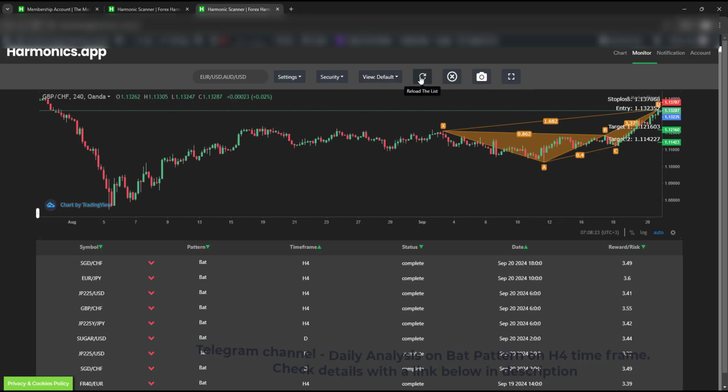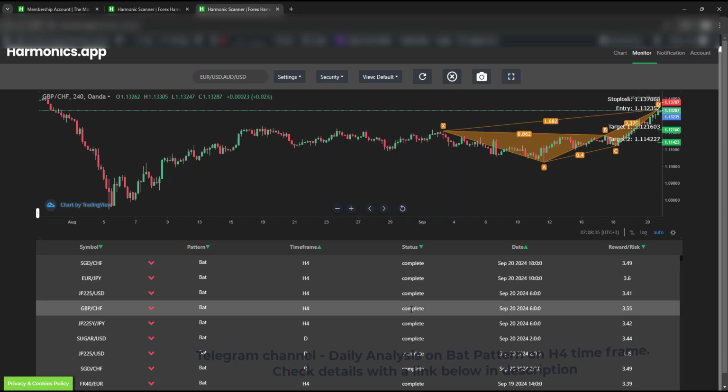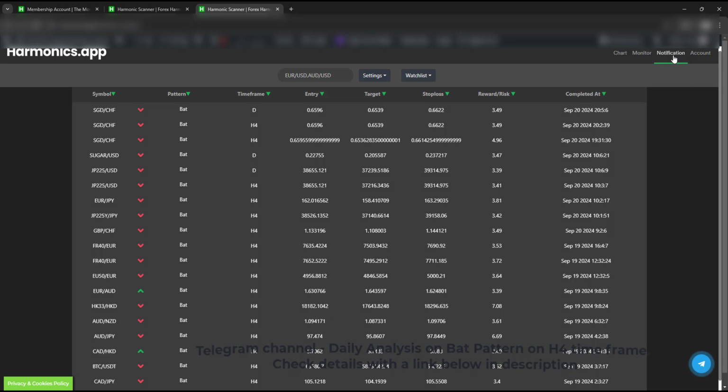Then you can reload the list, you can clear the filter, you can take the screenshot, and you can go to the full screen mode. This monitor tab shows you much more details for analyzing all the patterns that are currently available. Then you have a notification.